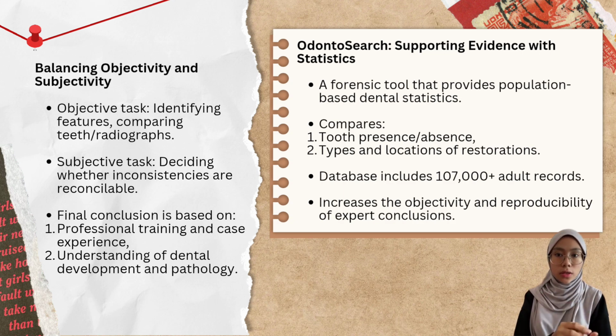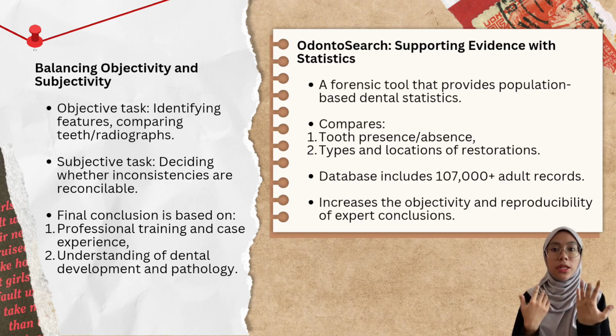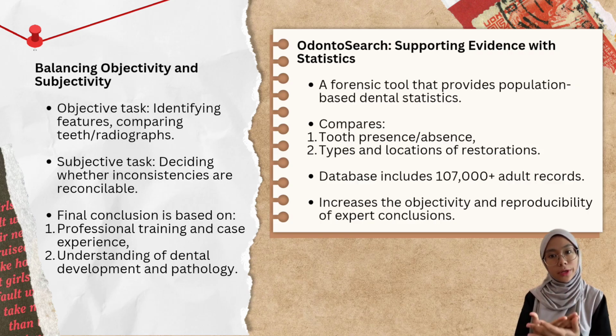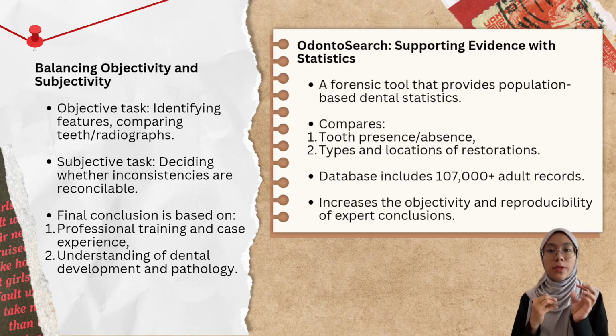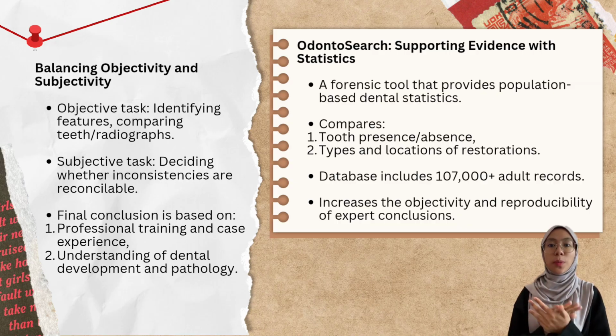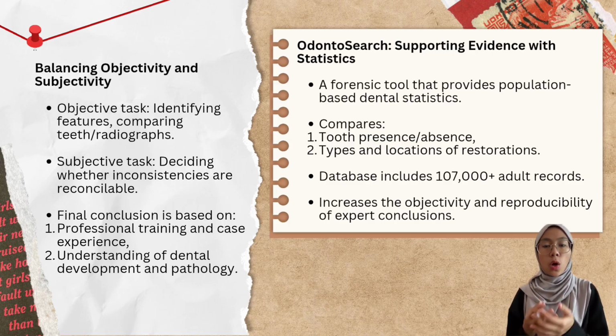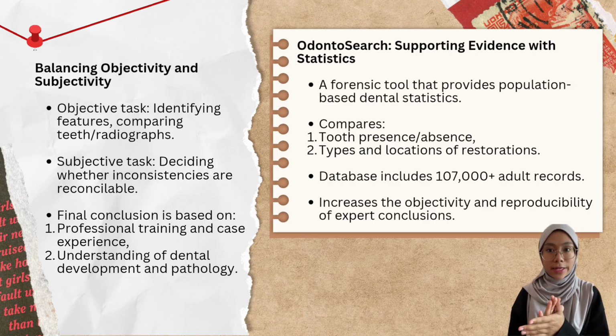Objectively is the comparison of dental and anatomical features. Subjectively, they must interpret whether differences between records are reconcilable or not. This decision-making process requires professional judgment, experience, and familiarity with dental variation and pathology. To support the expert opinion, tools like Odontology are used. This program compares data features against a database of over 107,000 adult records. It helps estimate how common or rare a certain data pattern is, which strengthens the objectivity of the final conclusion.